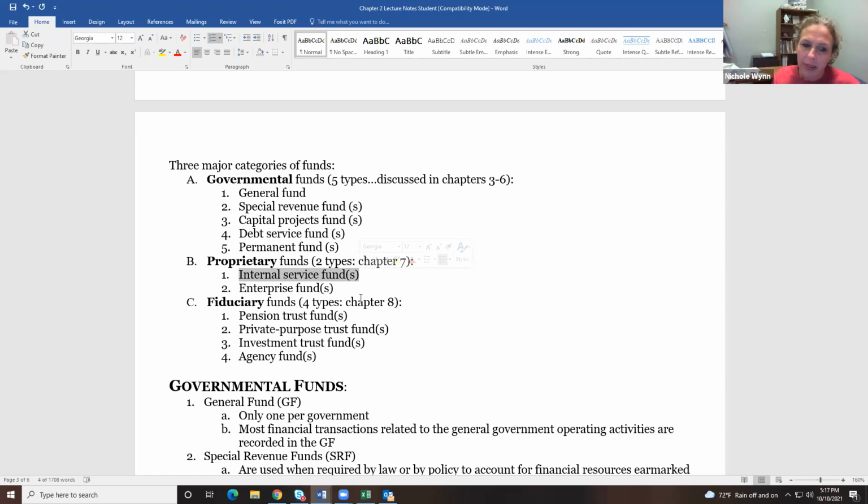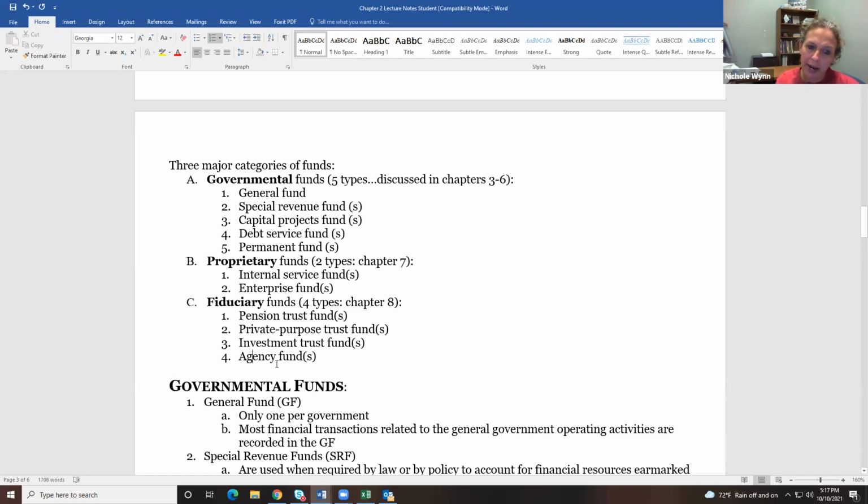And so as far as that goes, he's considered an internal service fund because he doesn't service anybody except for the government. So he only fixes cars for the city. So he's considered like a business within. So it's called an internal service fund. An enterprise fund is external. That's how I remember it: enterprise, external. And that'd be like the water department. And then our fiduciary funds are private purpose, investment, pension, and agency.